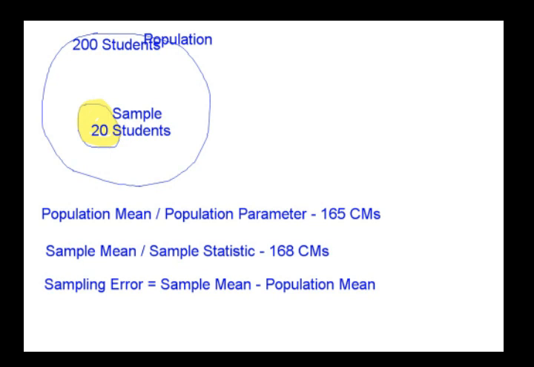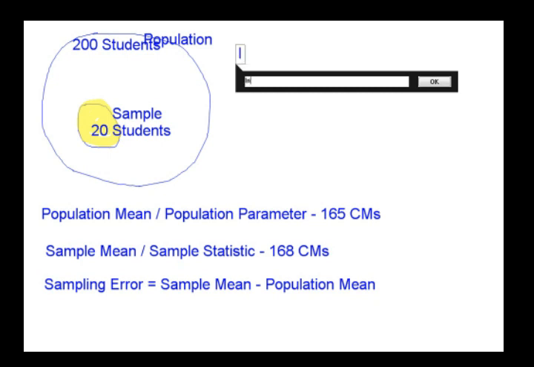Now the next question is how to reduce sampling error. How can we reduce this difference in order to arrive at an accurate result? The sampling error can usually be reduced in two ways. First is by increasing the sample size.